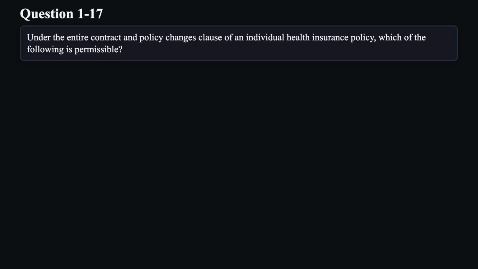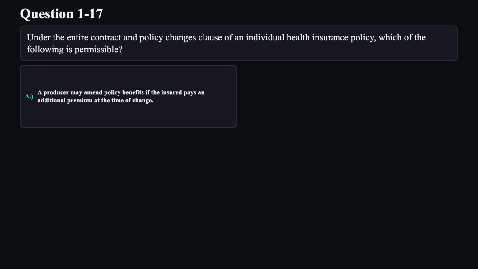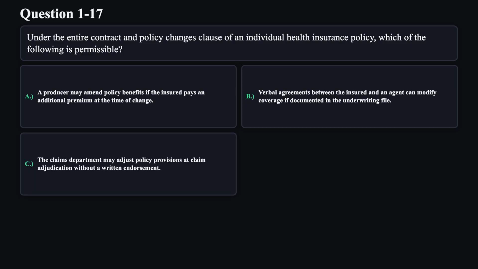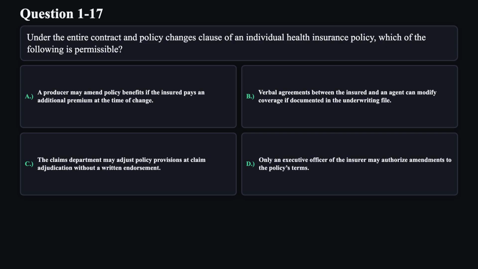Question 17. Under the entire contract and policy changes clause of an individual health insurance policy, which of the following is permissible? A. A producer may amend policy benefits if the insured pays an additional premium at the time of change. B. Verbal agreements between the insured and an agent can modify coverage if documented in the underwriting file. C. The claims department may adjust policy provisions at claim adjudication without a written endorsement. D. Only an executive officer of the insurer may authorize amendments to the policy's terms.